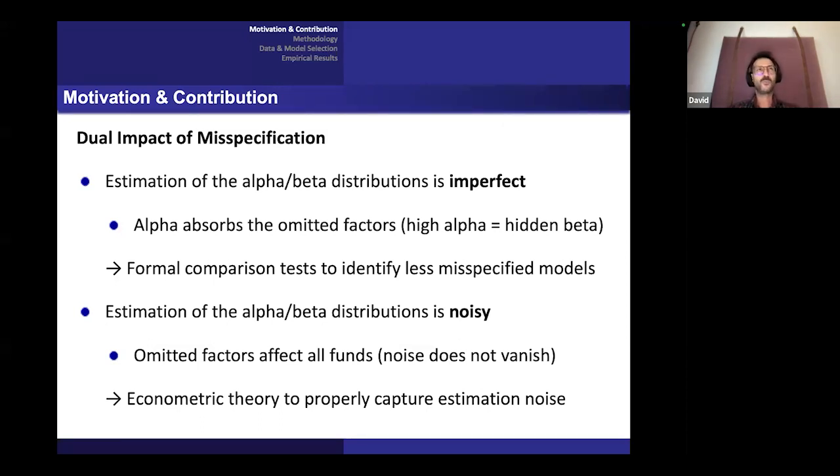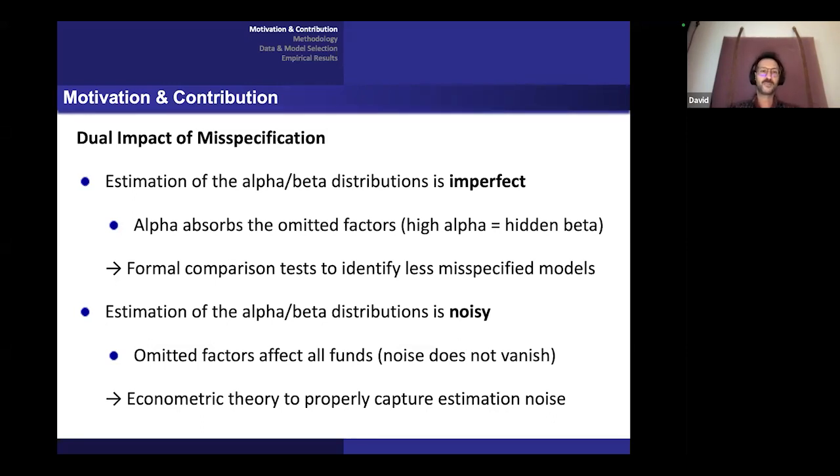So for that, our solution is to come up with a formal comparison test where we will be using several factor models and comparing them. And I hope I'll convince you that through this comparison, you can isolate models that are more likely to capture the relevant factors and therefore more able to deliver the right message regarding the alpha part and the beta part. So that's one side, imperfect estimation.